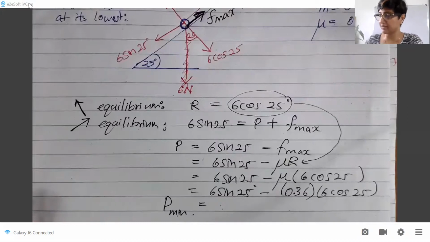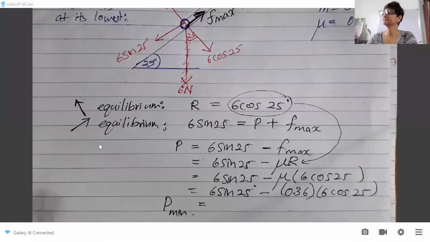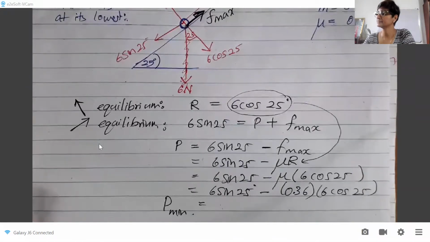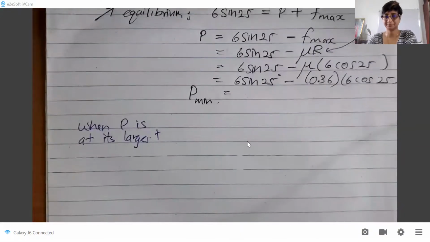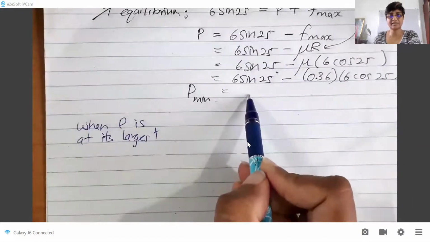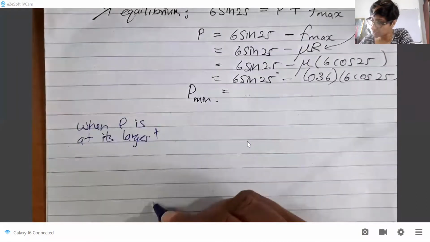And then you would do another one when P is at its largest. I know you can't see what I'm writing. Okay. Somebody has to tell me the answer to this. Then when P is at its largest, you draw this again.